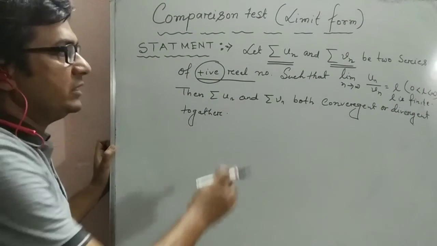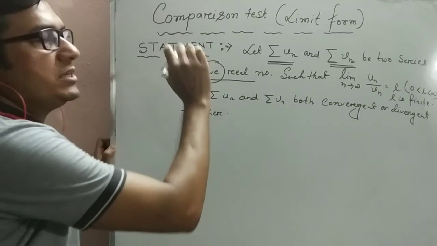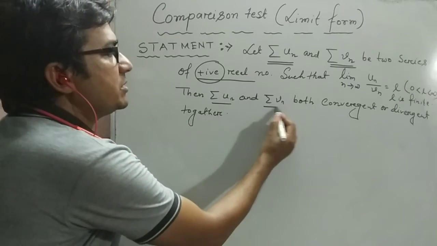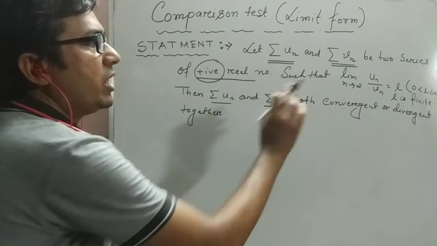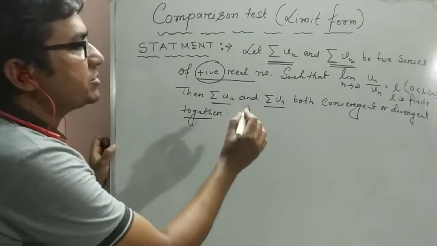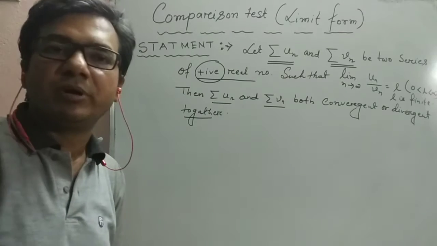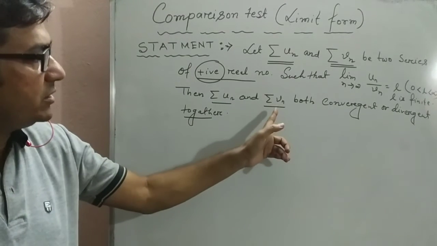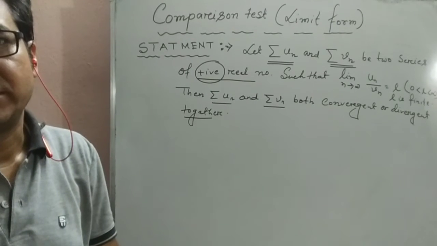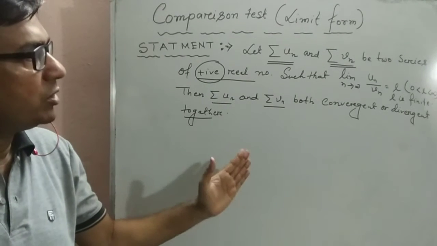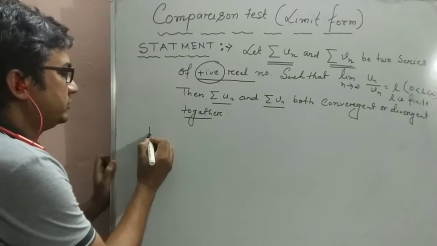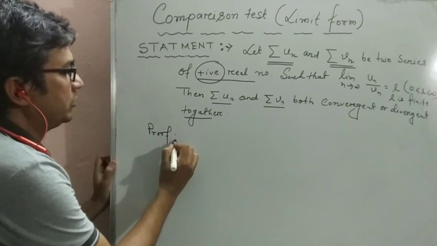Then this test, comparison test of limit form, concludes that summation un and summation vn are both convergent or divergent together. If summation un is convergent, then vn is convergent. Also, conversely, if vn is convergent, then un is convergent. And similarly for the divergent. Now we go to the proof of this test. Proof.